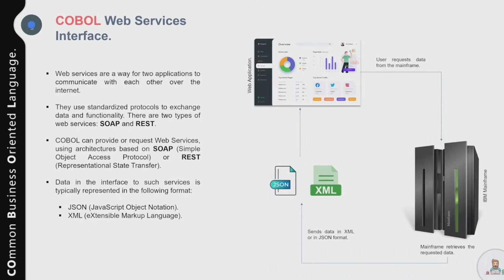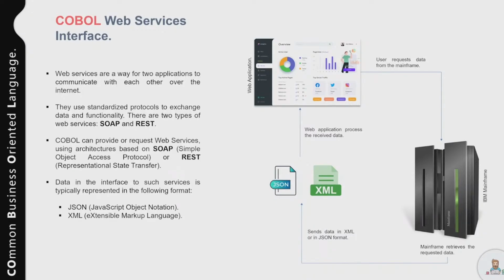Now let's try to understand with the help of an example. We have a web application which is hosted on a non-mainframe platform, and we have a COBOL application which is hosted on a mainframe. If you look at the example, you will clearly understand that a user has initiated a request from the web application to get data from the mainframe. The mainframe received the request, and the application hosted on the IBM mainframe processed that request, generated the output in the desired format, and sent the response back to the web application. And the data shared with the web application would be in either JSON or XML format.